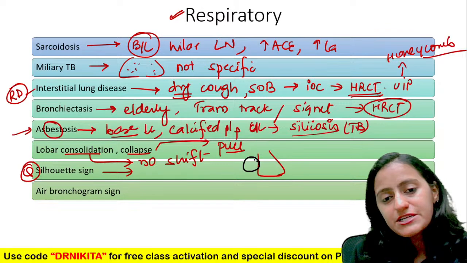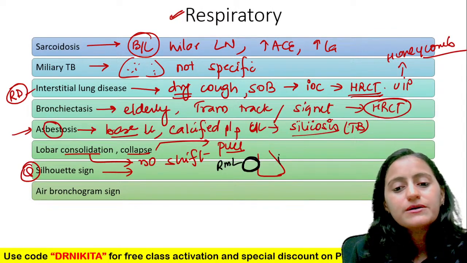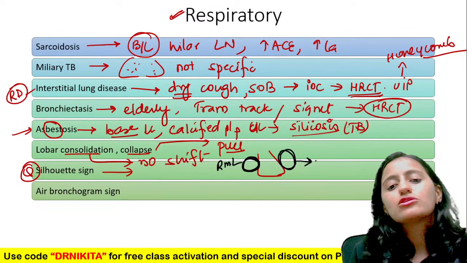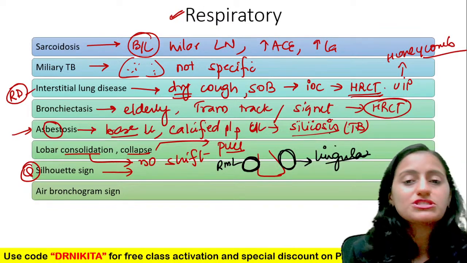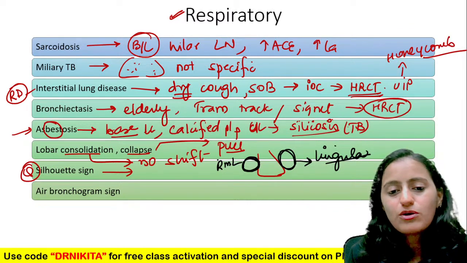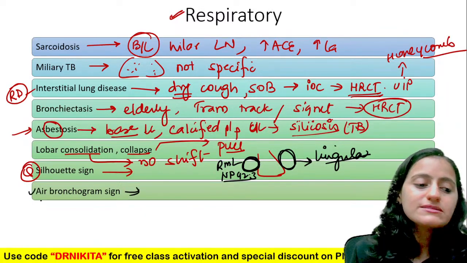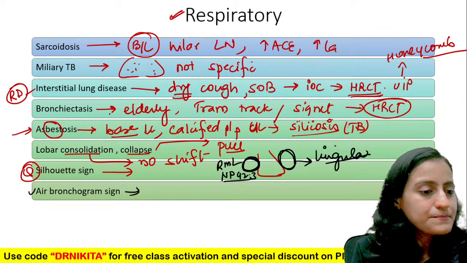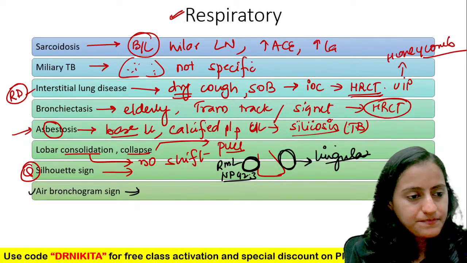So if you have an opacity obscuring the right heart border, the pathology is in the right middle lobe. If you have the opacity obscuring the left heart border, the pathology is in the lingula, right? We don't have the left middle lobe. The pathology is in lingula. So these two are asked frequently. In the recent NEET PG also it was asked, the right middle lobe consolidation. Air bronchogram sign again has been asked many times. Where do you see air bronchogram sign, guys? Where do you see air bronchogram sign?